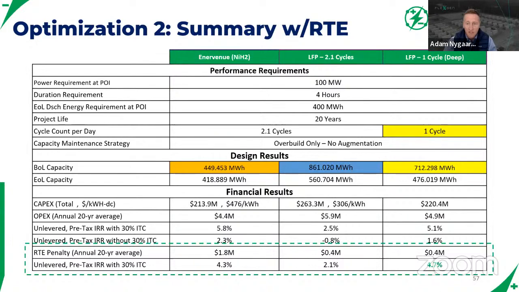Round trip efficiency in this case, just comparing 2 different technologies, needs to be considered when you're pulling together economics and making these decisions up front.